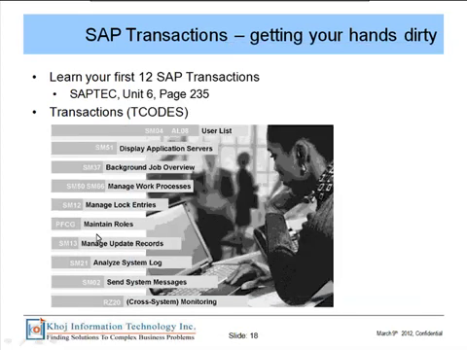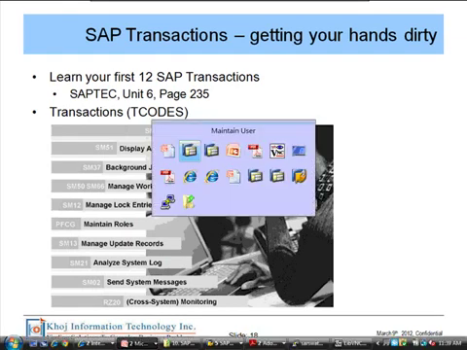PFCG is for role maintenance, it's for security work. SM13 is to manage update records, the updates going on through the system. SM21 is very important, it's the system log. What is the system doing? Any log messages coming there?